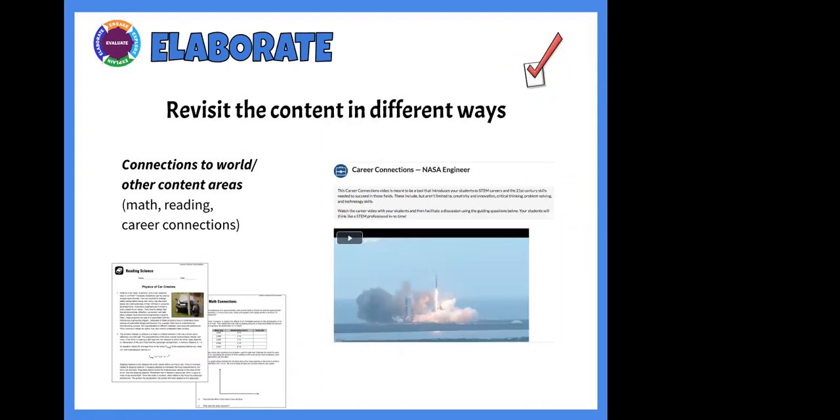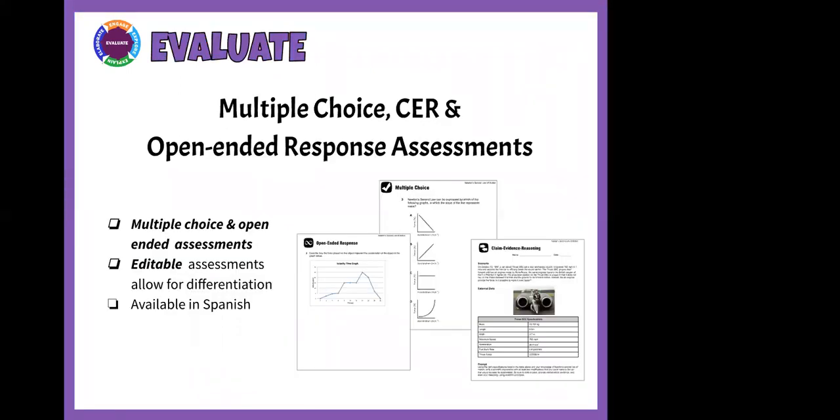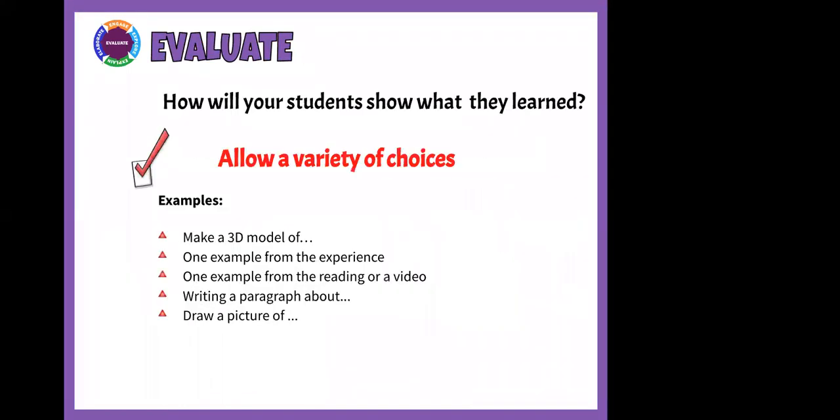Oh, wow. Okay, so elaborate means that you will revisit the content in many different ways. Definitely add different reading levels for your students. And we have to find some kind of way to evaluate what our students have done, right? So my suggestion is that you provide a variety of choices for your students to turn in the material. Maybe allow them to make a 3D model, maybe allow them to provide experiences, just writing or even drawing pictures.